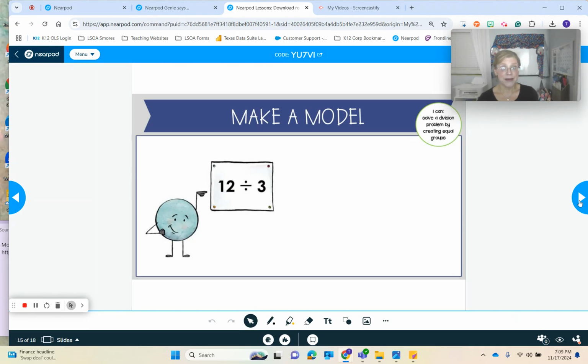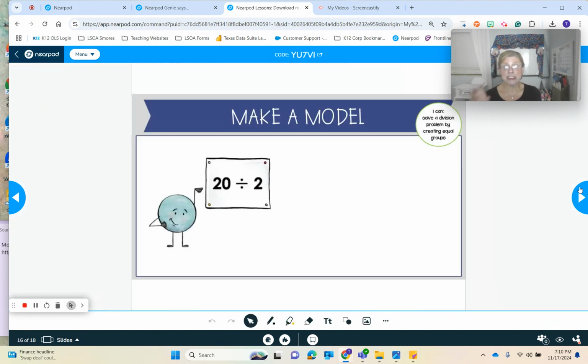Model 12 divided by 3. You might have the automaticity to know, oh, 3 times blank equals 12. I want you to model this out though. If you have the automaticity to know 3 times blank equals 12, that's great. But I want you to model 12 divided by 3. So I want to see 3 equal groups with blank in each group. Show me that 3 times blank equals 12 by modeling out this problem.